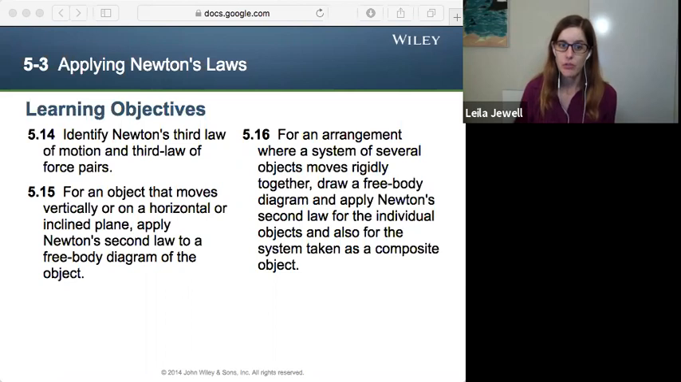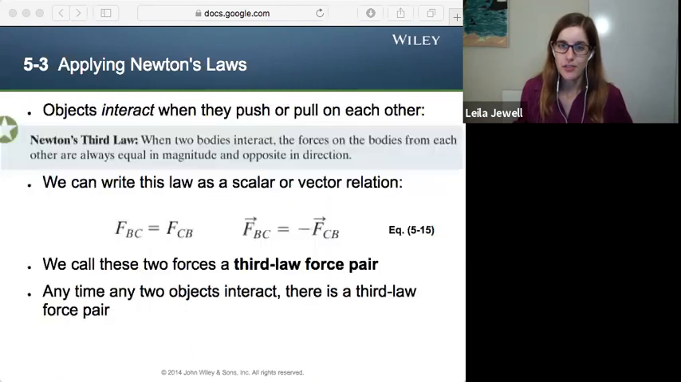So for an object that moves vertically on a horizontal or an inclined plane, how we can apply Newton's second law to a free body diagram of the object. And by the end of this chapter, hopefully you'll be able to apply it to an arrangement where a system of several objects is moving rigidly together. So drawing a free body diagram and applying Newton's second law for the individual objects, as well as for the system taken as a composite object, right? Looking at Newton's second law on a system of objects moving together. But first we're going to start with Newton's third law.